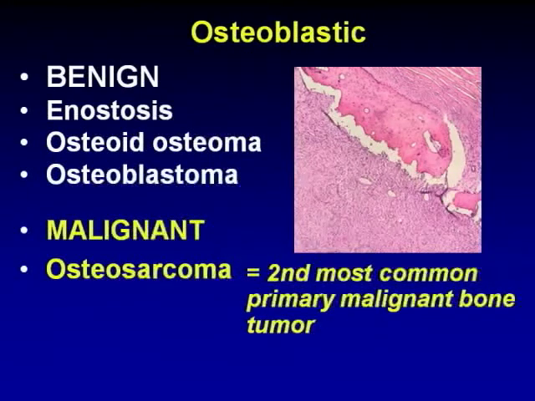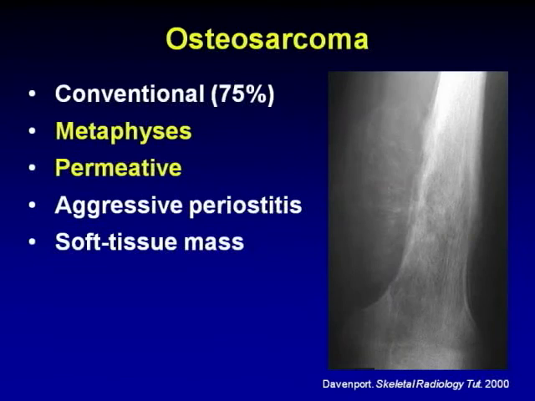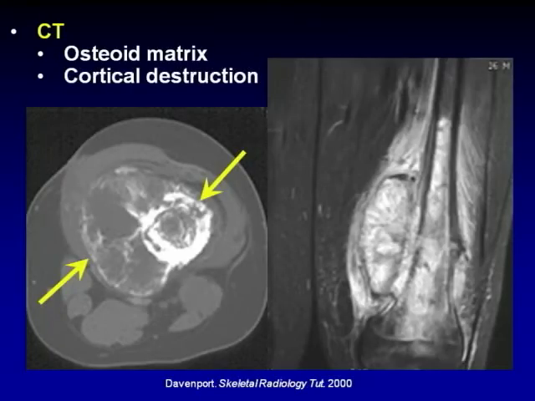Now let's talk about malignant osteosarcoma, the second most common primary malignant bone tumor. As you probably know, osteosarcomas are most commonly of the conventional subtype, affecting the metaphyses with this sort of permeative appearance of bone destruction that's ill-defined. We look for aggressive periostitis and a bulky soft tissue mass, conventional osteosarcoma.